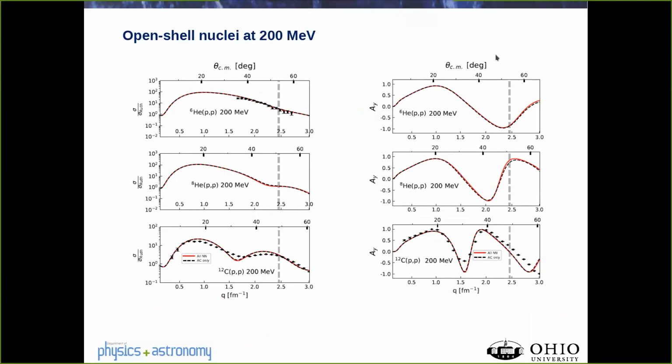Now let's look at the other one. Let's look at open shell nuclei. So I took here helium-6, helium-8, and carbon at 200 MeV. And we were somewhat disappointed, because it looks as if the spin of the struck nucleon doesn't matter that much either. Certainly at this energy, you see something here at helium-8. Carbon-12 is amazingly insensitive to the spin of the struck nucleon.